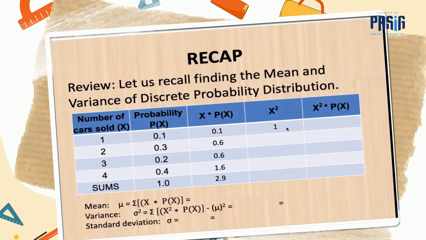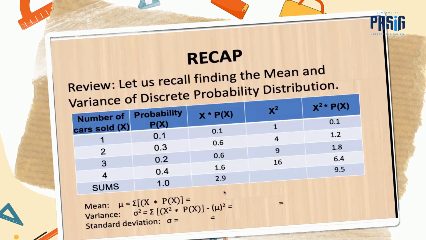Next is to square the value of X. 1 squared is 1, 2 squared is 4, 3 squared is 9, 4 squared is 16. Then for the last column, we will multiply X squared by its corresponding P of X. 1 times 0.1 is 0.1, 4 times 0.3 is 1.2, 9 times 0.2 is 1.8, 16 times 0.4 is 6.4. Then adding all of this, the answer is 9.5.